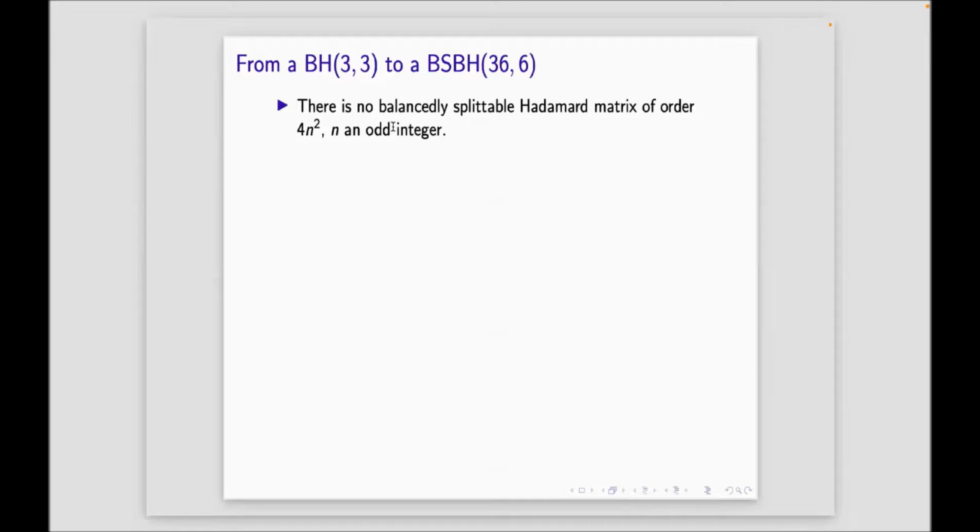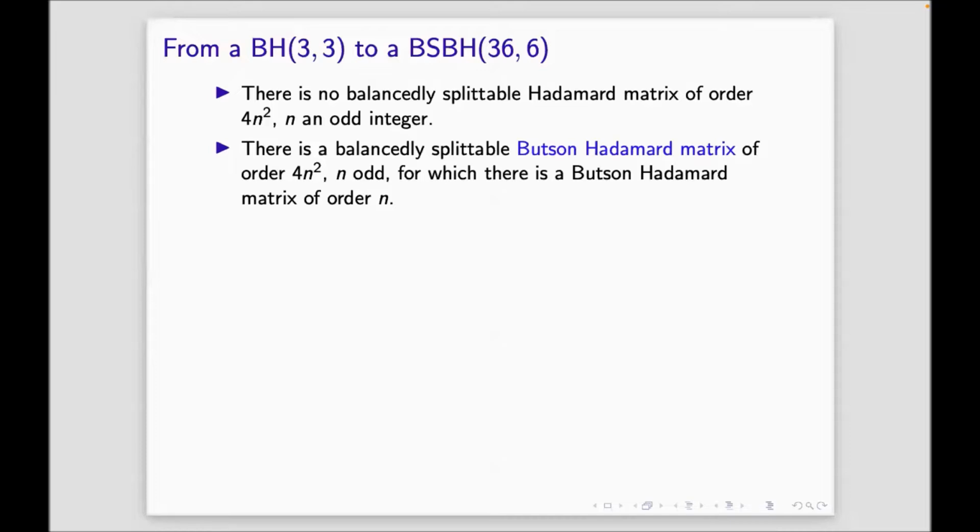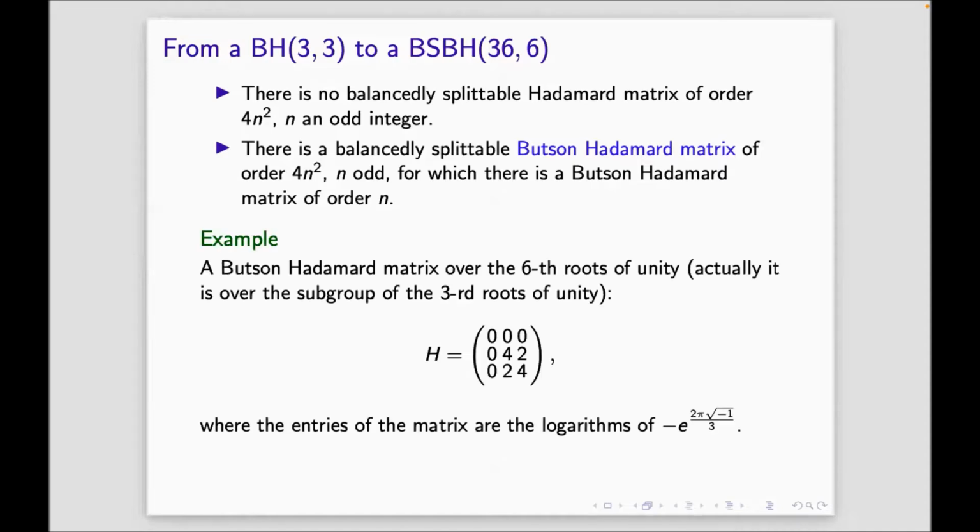We know that there is no balancedly splittable Hadamard matrix of order 4n squared with n an odd integer. But of course, there is a balancedly splittable Butson Hadamard matrix of order 4n squared in odd for which n must be the order of a Butson Hadamard matrix of order n. Well, again, the construction is just the same construction. Wonderfully works for any orthogonal matrices like Butson matrices, and I'll give you next a quaternionic orthogonal design. Okay, so here we go.